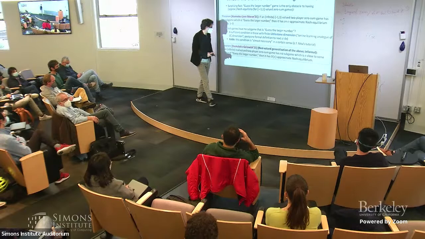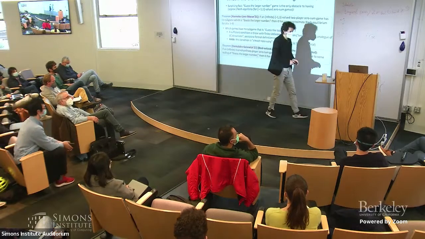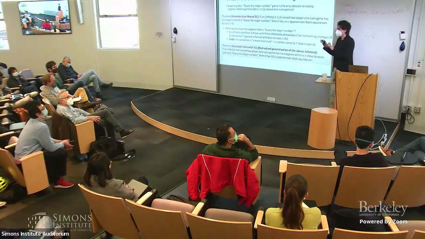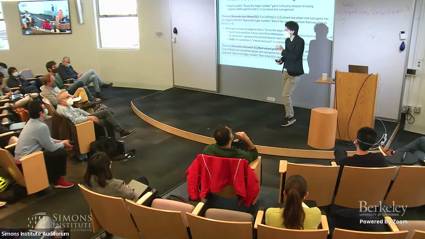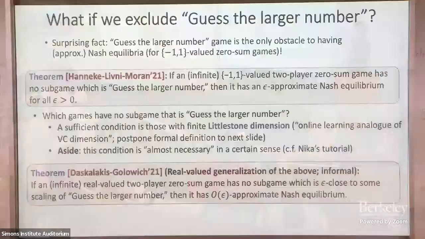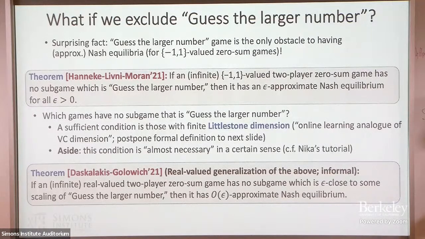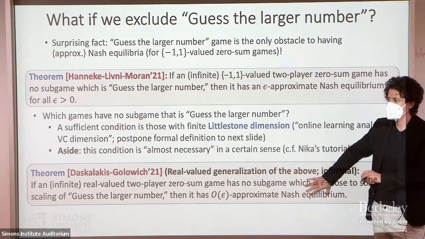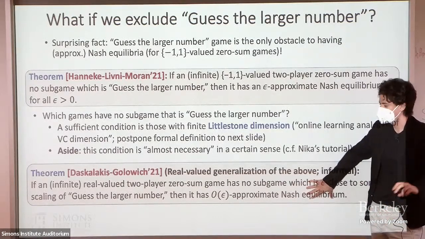So what we show is that this can be generalized as long as you don't contain a scaled version of this game, in some precise sense. All right, so these are the interesting results that I wanted to talk about. Let me explain a little bit, at least for the Boolean case, what this means. This has to go through sequential Rademacher complexity, so let's postpone that to the paper.